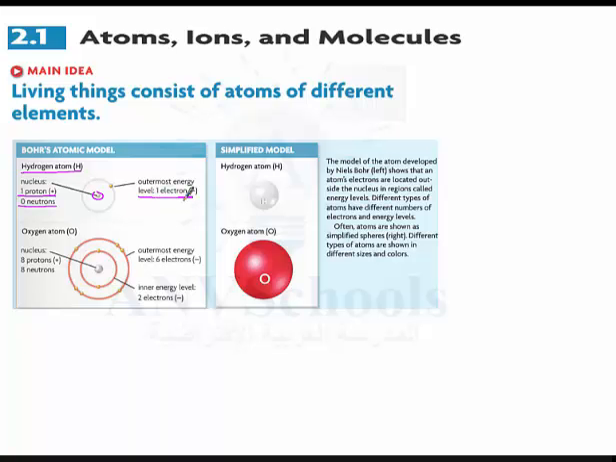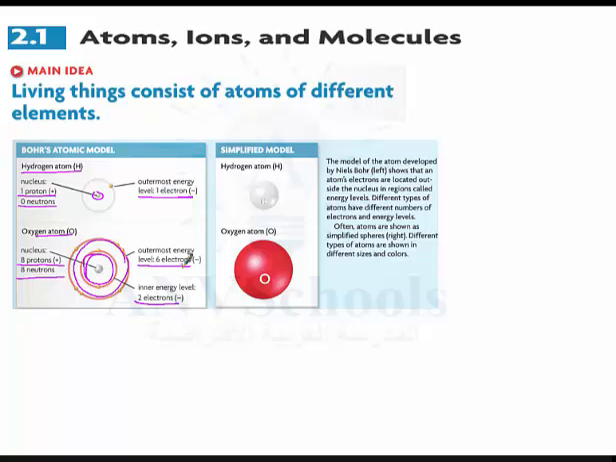If we look at oxygen, we will see that an oxygen atom has 8 protons and 8 neutrons. The innermost energy level, which is this first ring, has 2 electrons, and in its outer energy level it has 6 electrons.